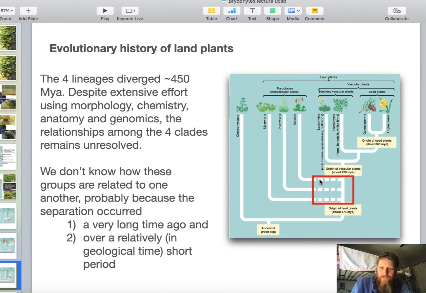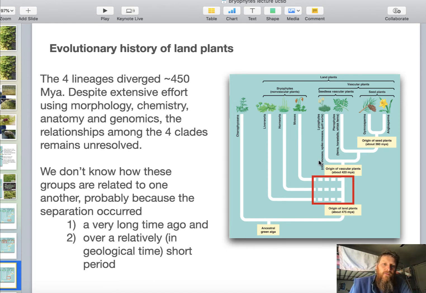About these dotted lines down here, these are meant to reflect accurately that we really don't know what the particular relationship is among these 4 major lineages. It could have been that liverworts diverged first, or maybe that hornworts came off first, or maybe mosses actually are sister to liverworts, or maybe hornworts are actually sister to vascular plants. We just don't really know.